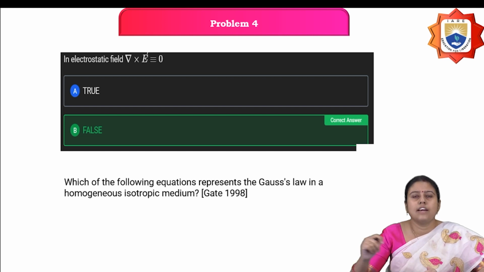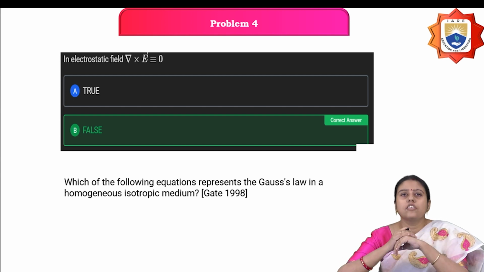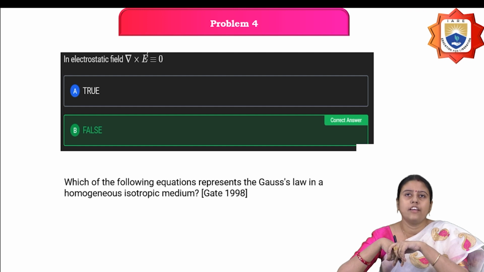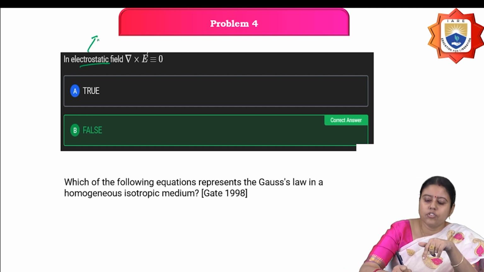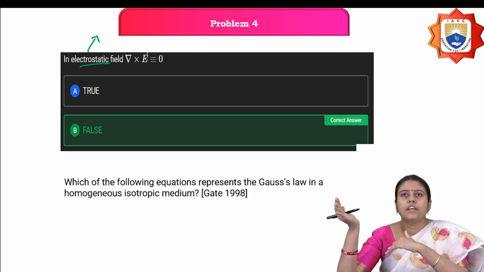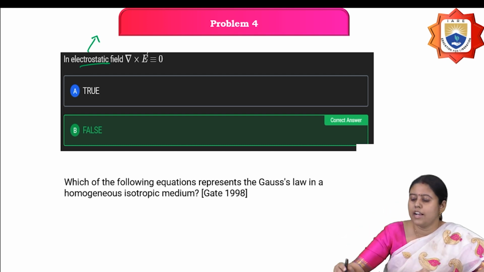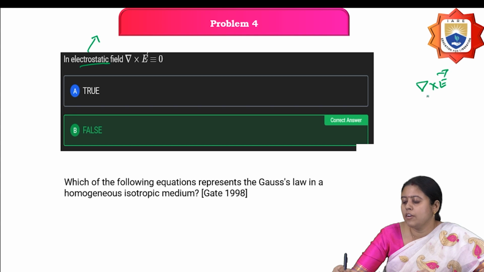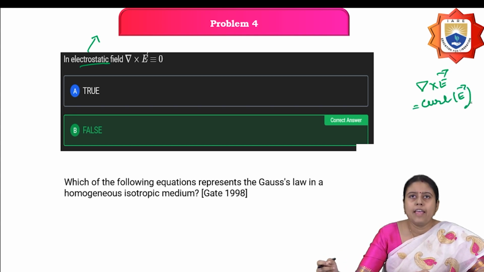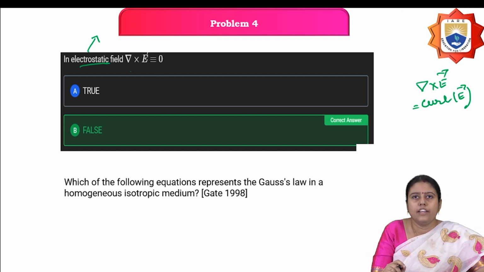It is a false answer, because from Maxwell's laws we have discussed many times that grad cross E, the curl, is used for a time varying field, not an electrostatic field. Here we are using the electrostatic field. So in the electrostatic field, rather than the curl, we can use the divergence formula. Grad cross E, which is the curl of E, is applicable for a time varying field, so grad cross E is not possible for an electrostatic field.